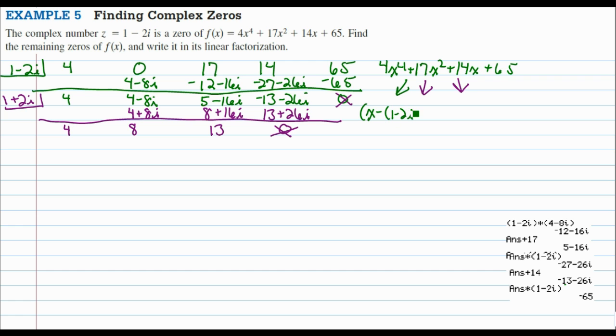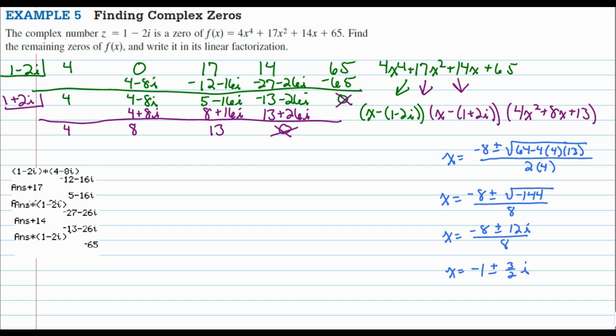x minus 1 minus 2i. x minus 1 plus 2i. Proved that was a zero. And then after all that was done, I got 13 is the constant, 8 is the x, and 4 is the x squared. So 4x squared plus 8x plus 13. Well, I can use the quadratic formula on that. So now that I've gone through the quadratic formula, I can start to write out my linear factorization. So I have y equals x, I'm distributing the negative sign in this first one, so minus 1 plus 2i.